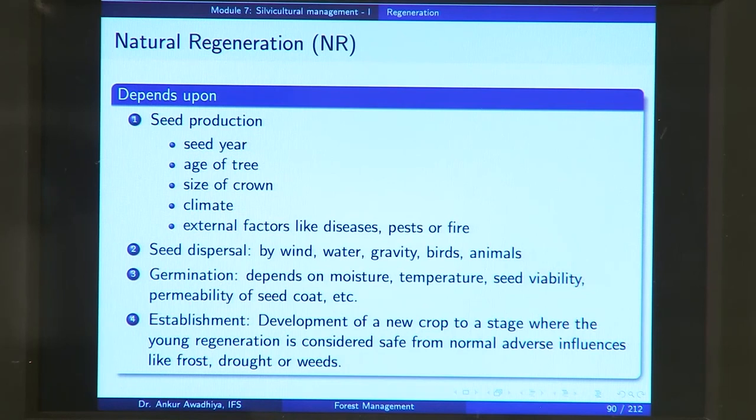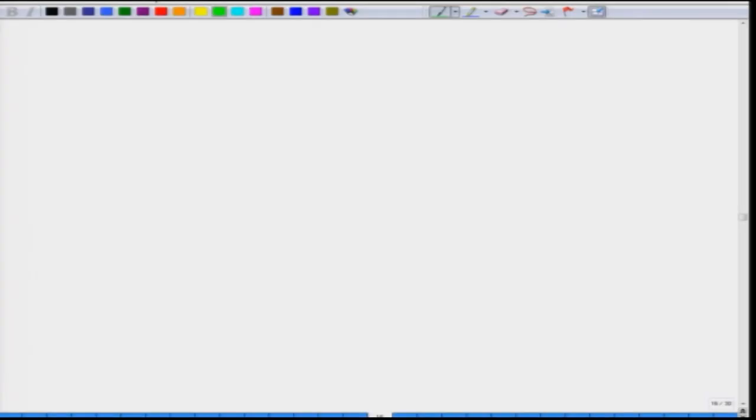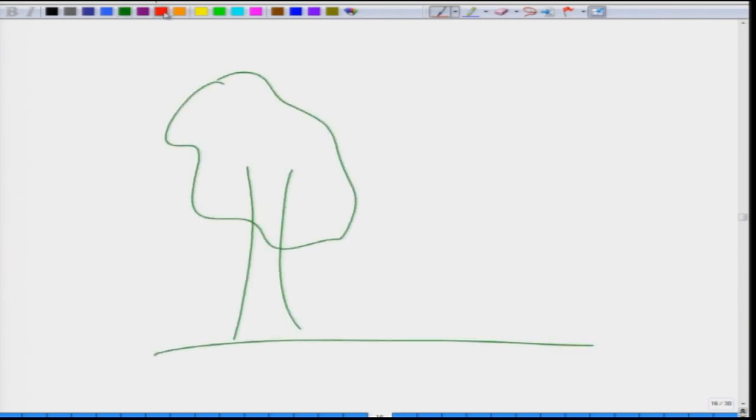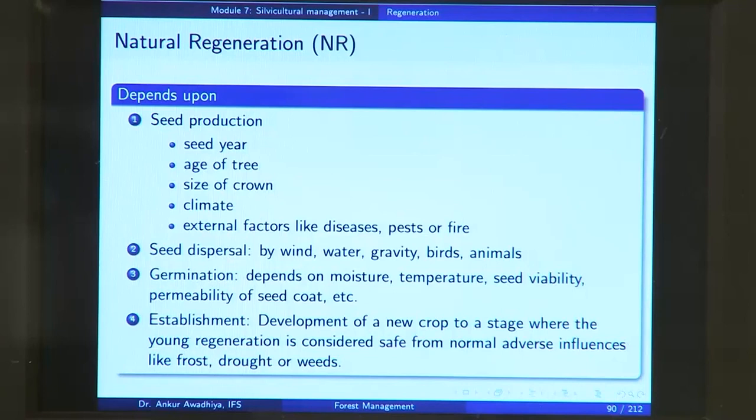So, if you have a seed and your seed fell into an area that was very dry. So, here you have seeds. Now, your seeds got dispersed, but they got dispersed into an area that was say a rocky area or an extremely dry area or probably an area that is waterlogged. So, in these conditions your seeds might not be able to germinate. Now, if your seed does not germinate, then your regeneration will not happen. So, this is also a factor that controls natural regeneration.